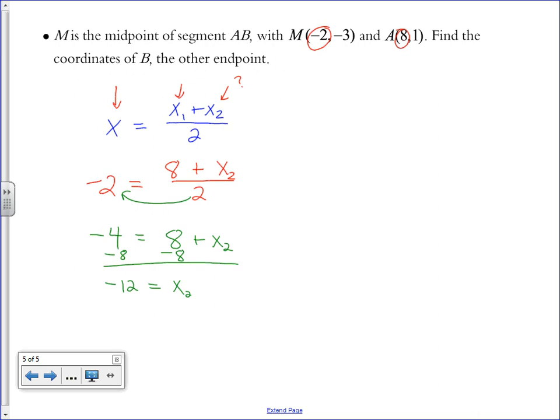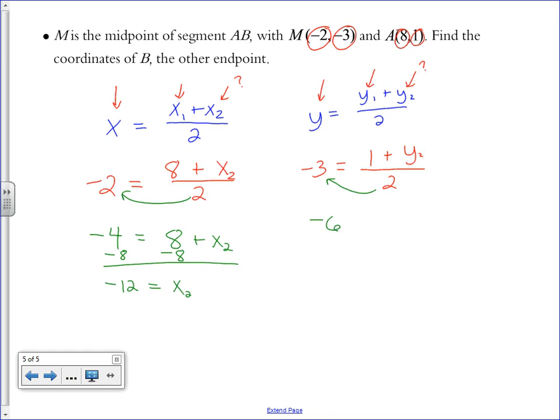We need to do the same thing to figure out our y coordinate. The formula was this. We are given the y value of our midpoint. We know that that's supposed to come out to -3. We're given the first y value from our first endpoint. That's 1. We don't know the second y value because we don't know the second point. And we're going to solve this the same way. We're going to deal with the 2 by multiplication. Deal with the 1 by subtraction. And there's the y coordinate of our other point.